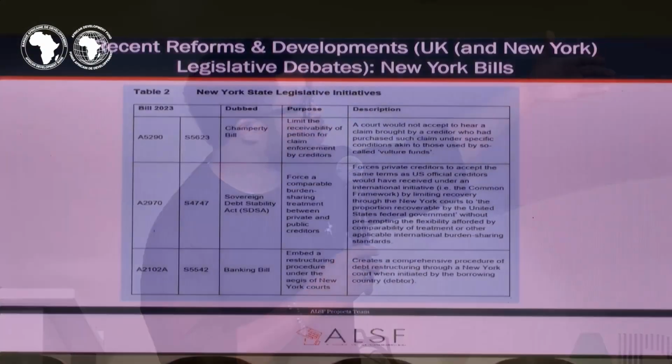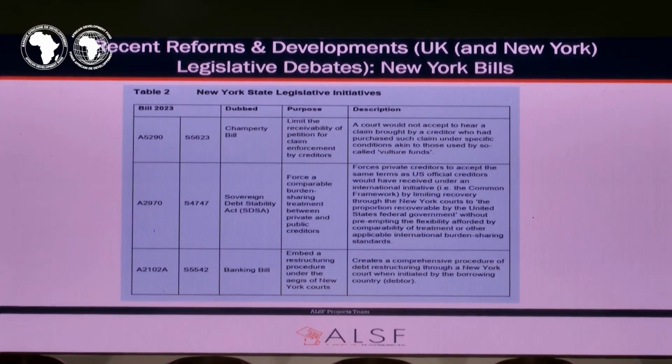So the bills in New York, I took the liberty to explain what each of them will do. For example, the first one says the court will not accept to hear a claim brought by a creditor who had purchased such claim under specific conditions akin to those used by so-called vulture funds. The whole aim of this Champerty bill being considered in New York is that if a creditor purchases a loan or a bond exposure to a sovereign with terms akin to what vulture funds would typically do, the courts will not hear that matter.